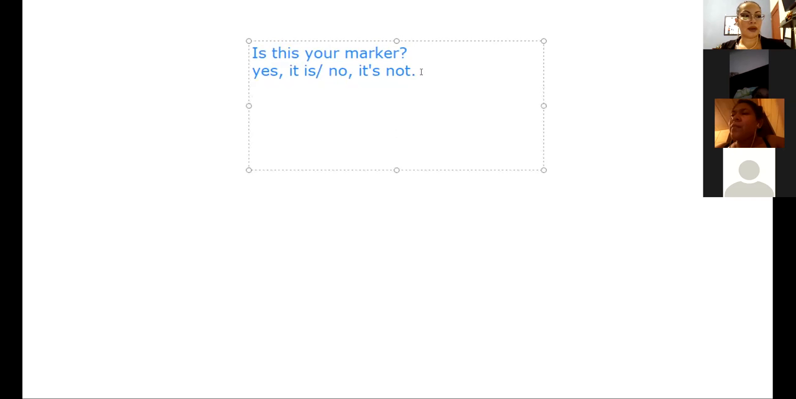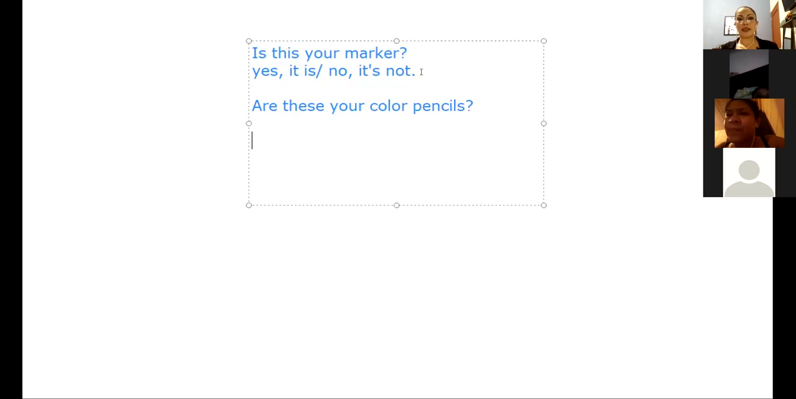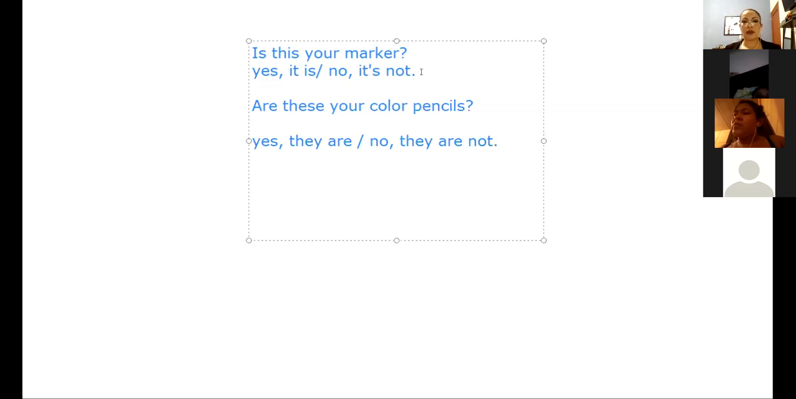Ahora, si vamos a preguntar por algo plural, si yo le quiero preguntar, ¿son estos tus lápices de color? Entonces, son plural, son varios. Entonces, voy a utilizar are, y voy a utilizar these. Are these your color pencils? Si la respuesta es afirmativa, me va a decir, sí, ellos son. Yes, they are. Si fuera negativa la respuesta, me van a decir, no, coma, they are not. O they aren't, si se puede contraer. No, they are not.